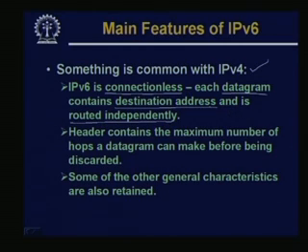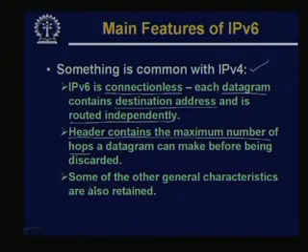Secondly, just like IPv4, the packet header will contain the maximum number of hops a datagram can make. So, at every hop the count will be decremented by 1, and as soon as it reaches 0 the packet will be discarded. This is exactly what is done in IPv4. So, here also something very similar is done. Some of the other general characteristics like fragmentation and reassembly at the final destination are also kept the same as compared to IPv4.